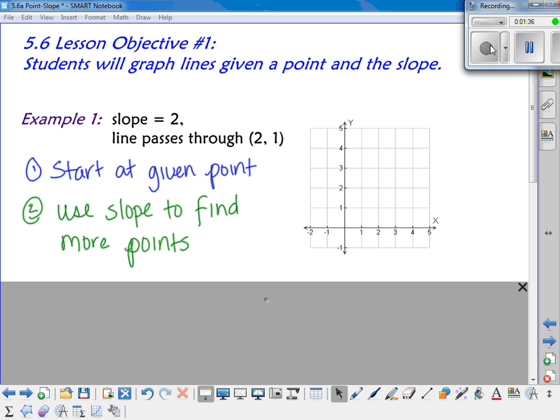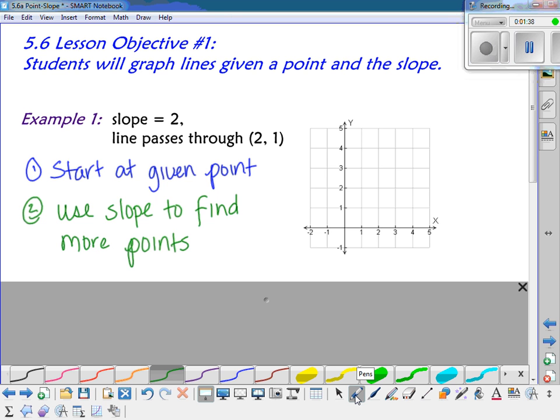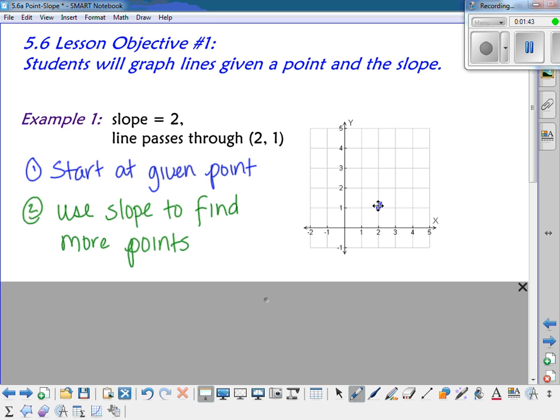Okay, so the point that they gave us was 2, 1. So I go to 2, 1 on the graph. And then I'm going to use my slope of 2, which I'll make it 2 over 1. 2 is my rise, 1 is my run. So I go up 2 over 1 and get a new point, and I'll do that again. And so then you would just graph the line through those 3 points. So again, it's almost exactly like what we were doing before, just now we're starting on a point instead of on the y-axis.